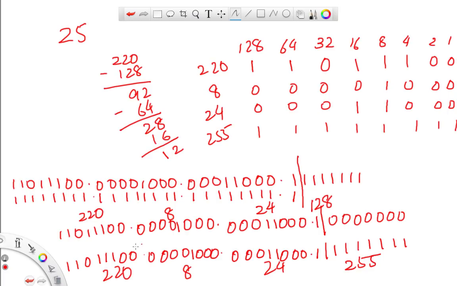Then you take the network bits again, put them as they are, and add all ones in the host part. This will be your last address, or your broadcast address. So it's very simple. Once you convert it to binary, things become very simple.